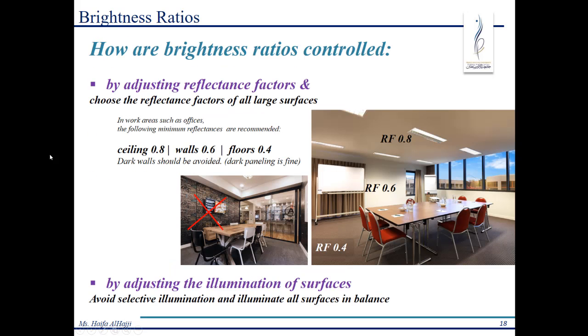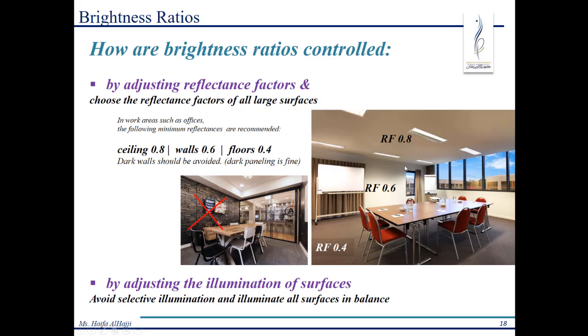Now let's talk about how I can control the brightness ratio. As I told you, I'm looking at the task here, so this is very bright. I want to keep the brightness ratios at a certain level. For example, the wall here, I need to keep it bright enough. How can I keep it bright enough? I don't actually have to force a light on every corner. Sometimes I can just paint it with the correct color or give it a correct reflecting finish, and that will allow it to be bright enough in comparison to my task. So I'm going to adjust the reflectance factor.